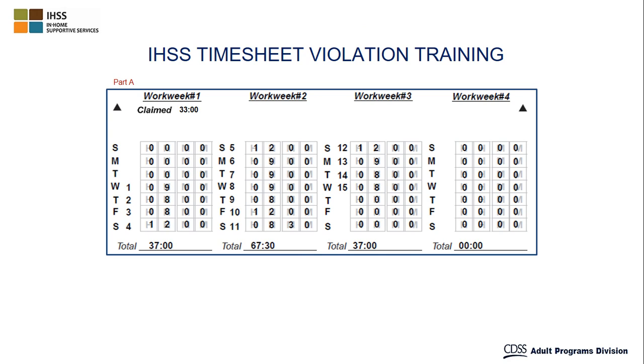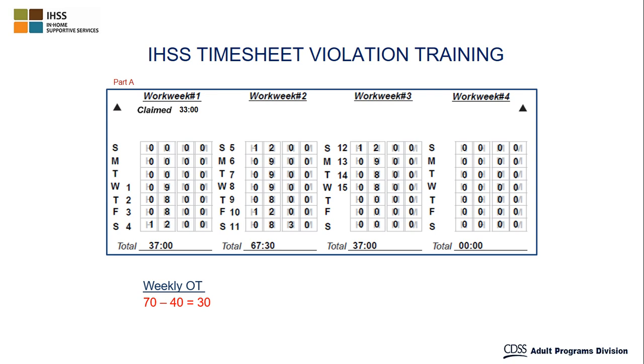In the Part A timesheet in Workweek 1, the provider claimed 37 hours. However, for the first 3 days of this work week, the provider has claimed 33 hours from the previous timesheet. This gives the provider a total of 70 hours for this work week. This means the provider has claimed 30 hours of monthly overtime for Workweek 1. This is calculated by taking the 70 claimed hours and subtracting 40.